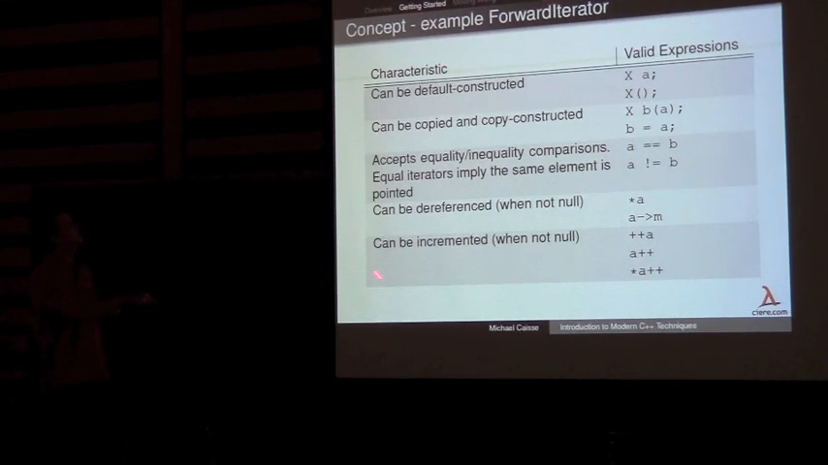And these are the different concepts that exist for the forward iterator. It can be default constructible. What does that mean? These are the valid expressions. It can be copy constructible. Accepts equality, inequality comparisons. Dereferenced when not null, incremented when not null. These expressions have to be able to compile and be valid. Does that make sense? That's how we would describe a forward iterator.